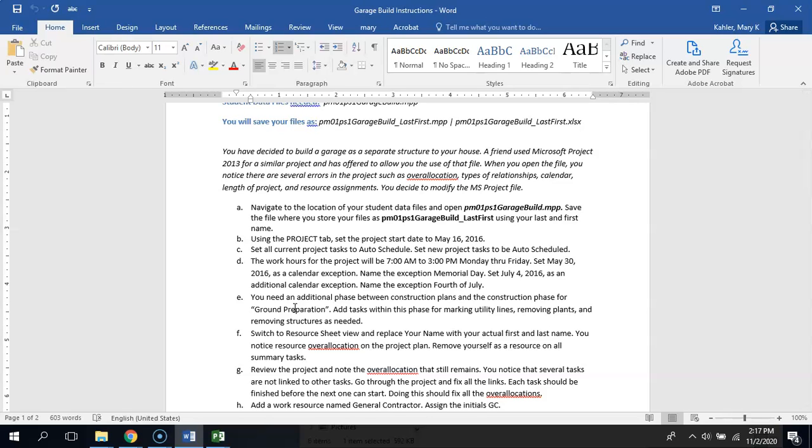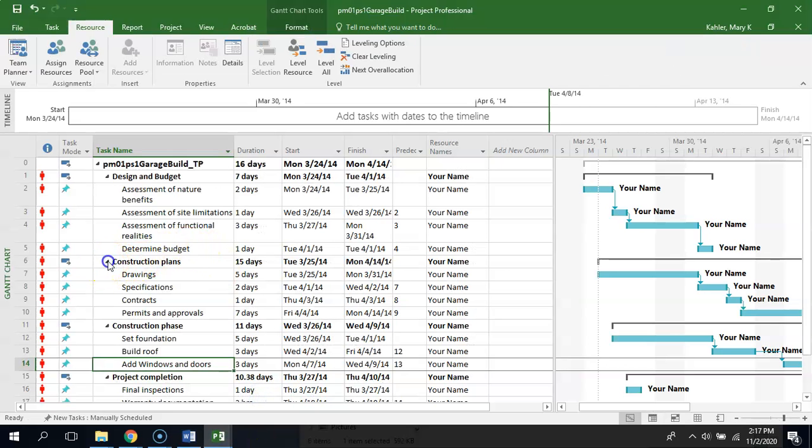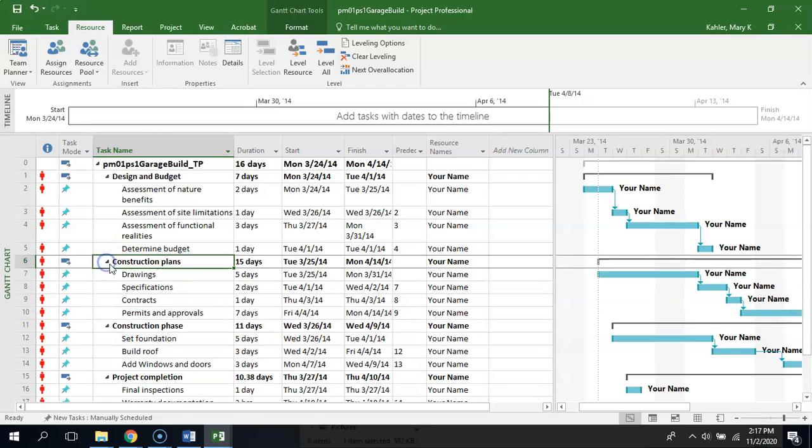Okay, so that's going to go underneath the construction, in between determining the budget and construction plans, or the next one? Between construction plans and construction phase. Okay. So if you think of these as 2 summary tasks, it'll go right between.